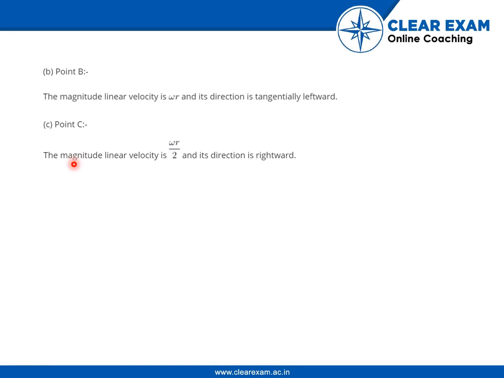In case of point C, the magnitude of linear velocity is omega r by 2 and its direction is rightward. The disk cannot roll as the table is frictionless.